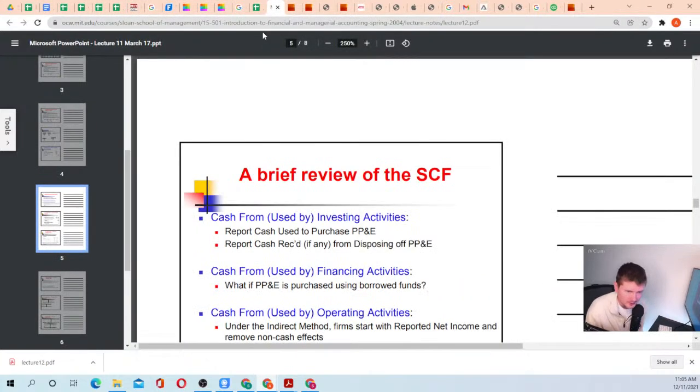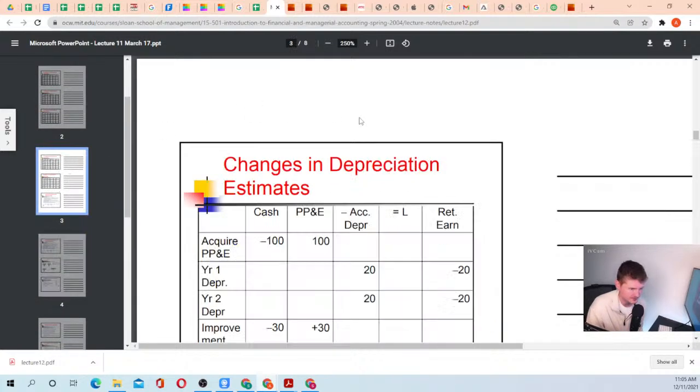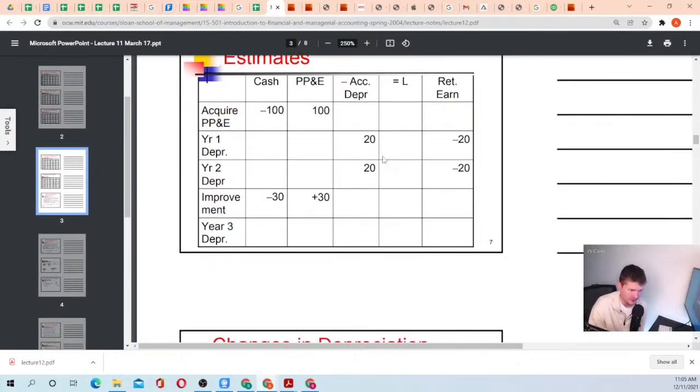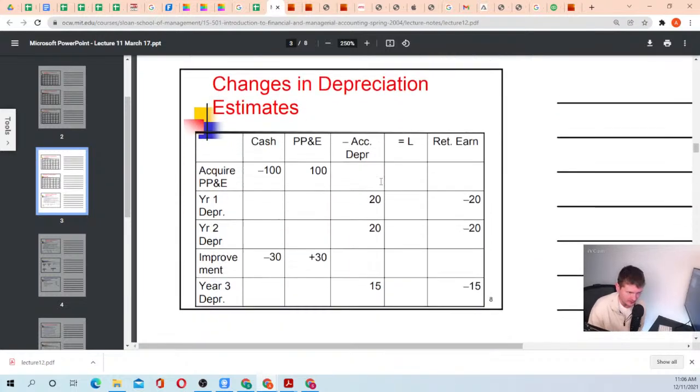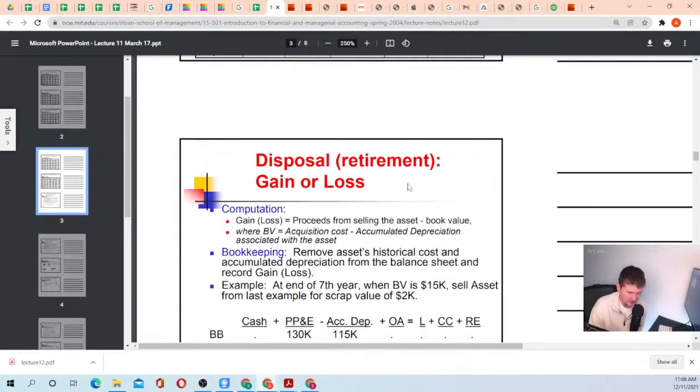Let's see what. Lecture 12. Cash flow, gain and loss. Okay. So here they allocated the acquisition, depreciation. So basically that is credit, accumulated depreciation, debit, retained earnings. This is an improvement. We paid with cash. Let me know if you want to make double entries for that, or it is more or less clear. Let me know about that. Changes, okay, and depreciation going forward.